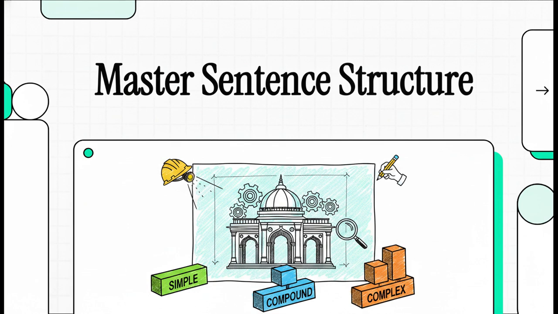Every single time you speak or write, you are literally building something. And in this explainer, we're going to look at the three main structural blueprints you can use to build those thoughts, straight from our source materials. So grab your hard hats and let's get building.